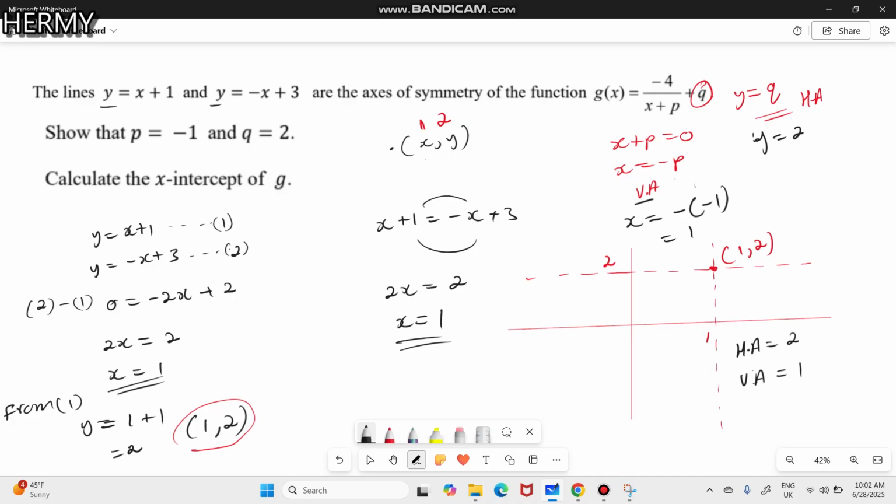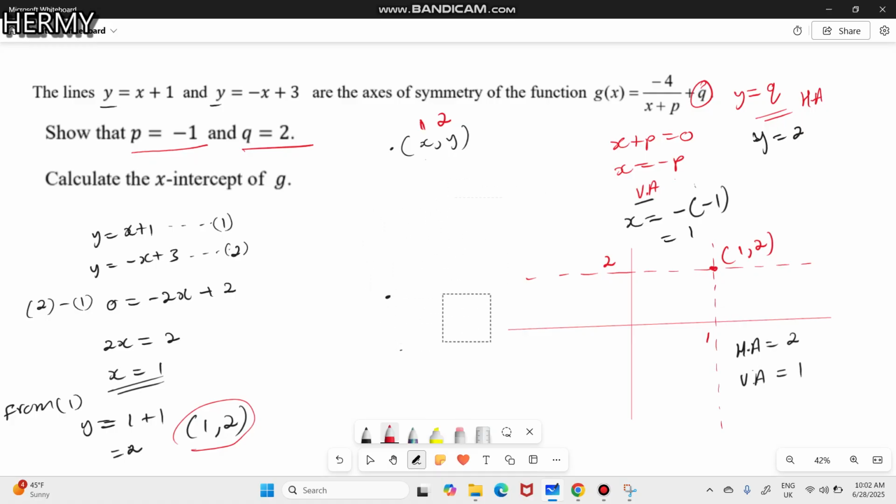Then this side, y, is just 2. So it means our P, you can even see it for yourself here from this point. If you take x minus 1 equals 0, you can see your P is negative 1. P is equal to negative 1 and your q is equal to 2. Then you are done.